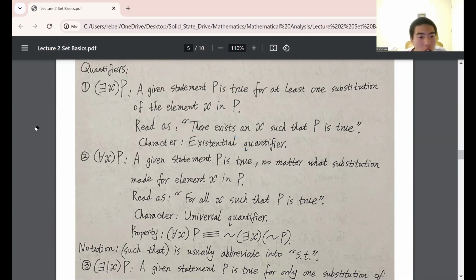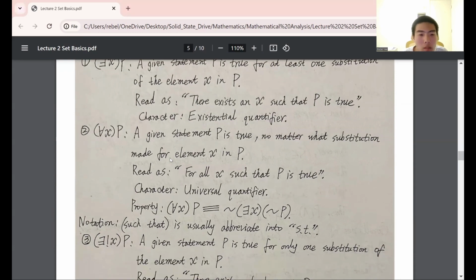And the second one is called the universal quantifier, which means for all x such that p is true. So p, something with x, is true for all x. For example, I can give an example of this one. Consider x times 0 equal to 0. Then this is for all x in real numbers, because everything times 0 is 0. So this is true for all x. We can say for all x, this is true. All right.